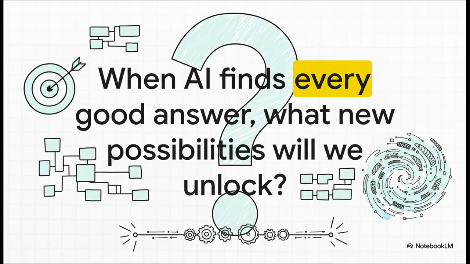And this really brings us to a final, powerful question. We have spent so much time asking AI to find the single best answer. But what happens when we can ask it to find every good answer? This shift in thinking, from a single point to a whole landscape of solutions, could unlock entirely new forms of creativity and problem-solving we haven't even imagined yet.